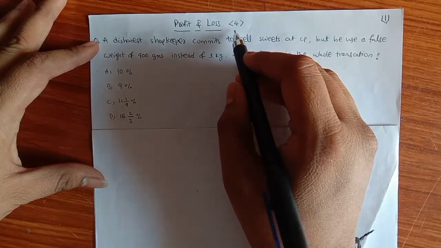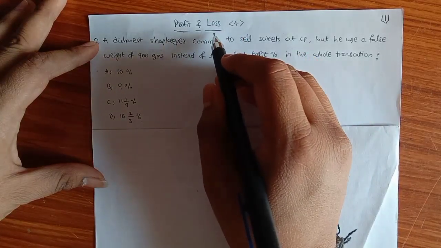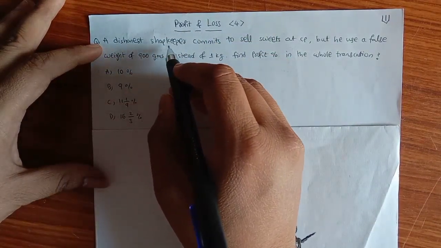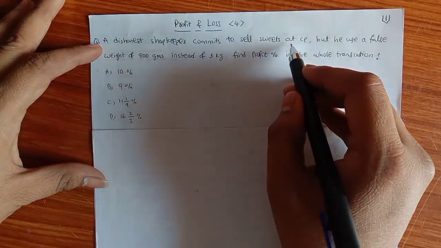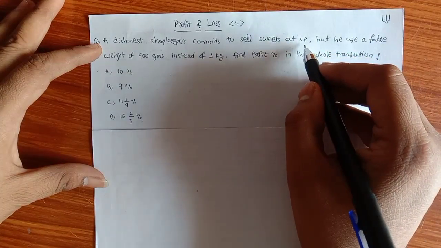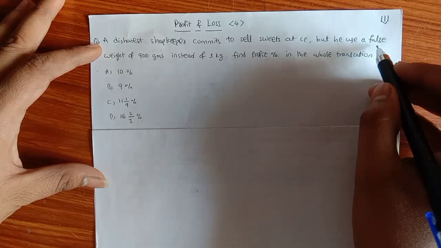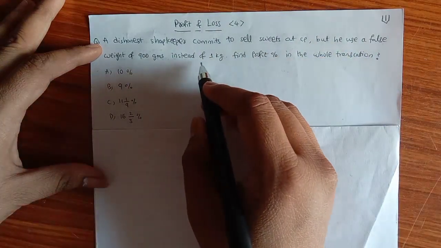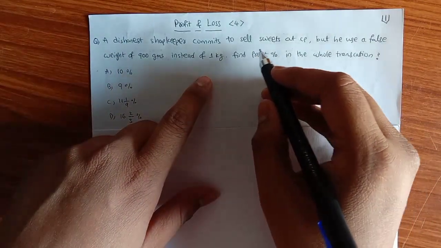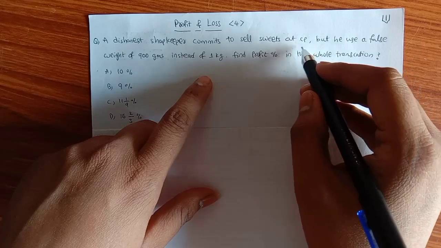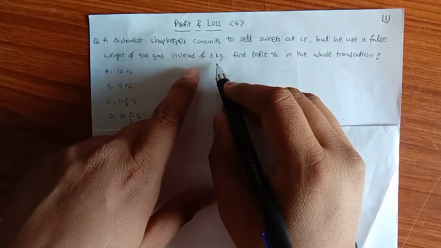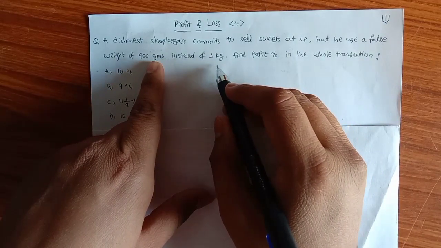In this video, we are going to see the fourth part of profit and loss of the Aptitude series. At the very first, we have a question: a dishonest shopkeeper commits to sell sweets at cost price. So this is the cost price, CP means cost price, but he used a false weight of 900 grams instead of 1 kg. So the shopkeeper desired to sell at CP, but he is using a false weight, 900 grams instead of 1 kg.